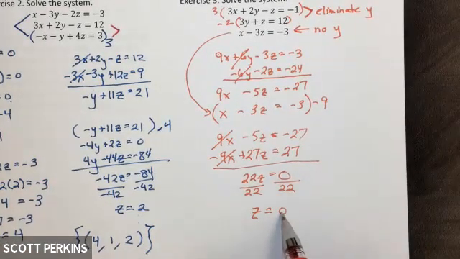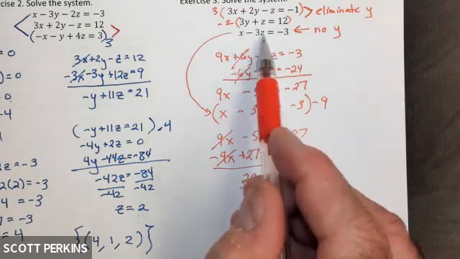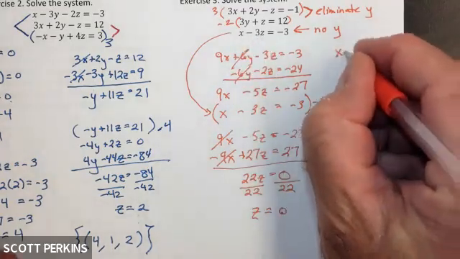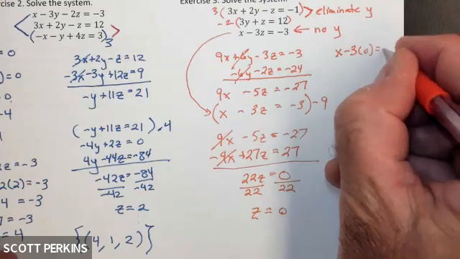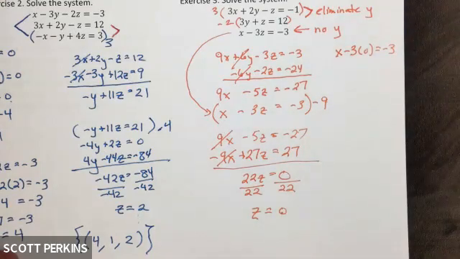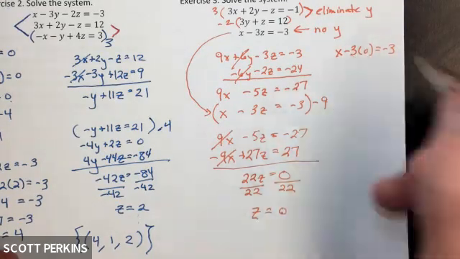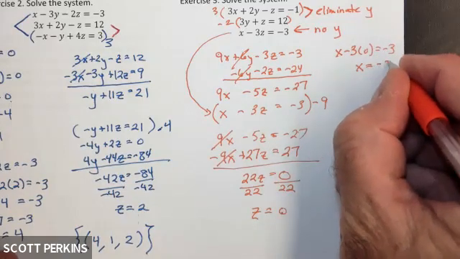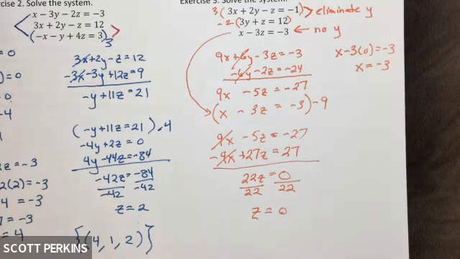So I'm going to take this z. I'm going to plug it into this bottom equation right here. So I've got x minus 3 times 0 is equal to -3. Well, -3 times 0 is 0. So that just tells me x is -3. Oh, I like that. That works out good. 0 is always a fun number to substitute.